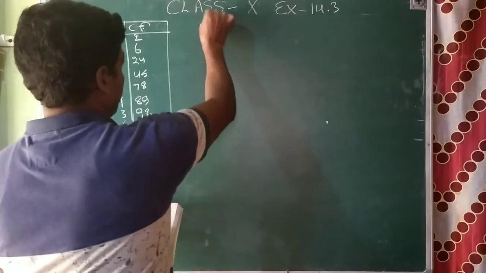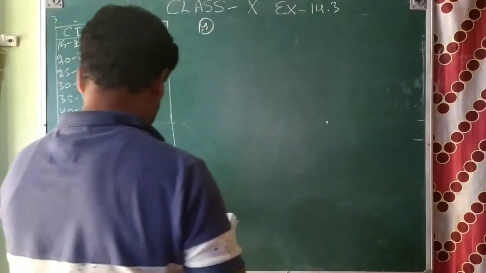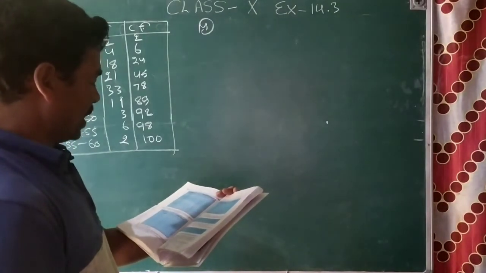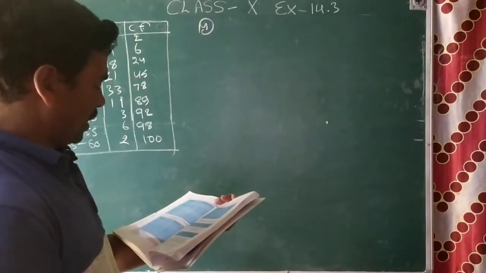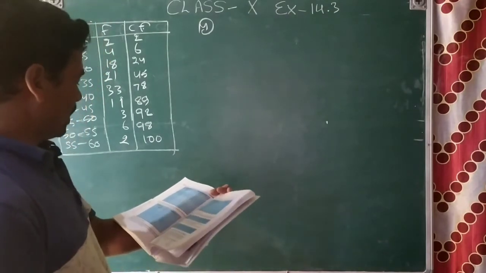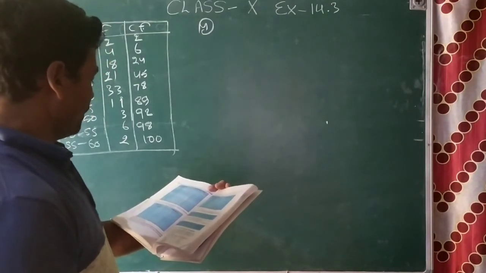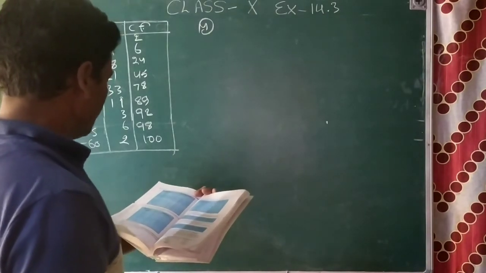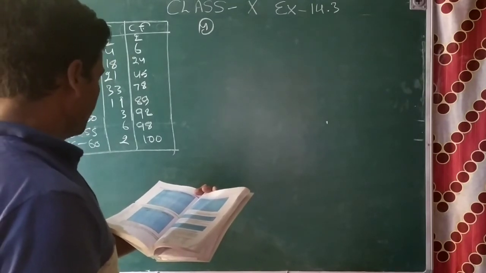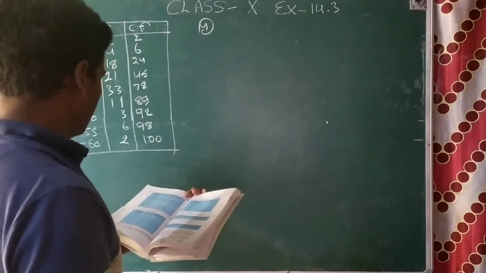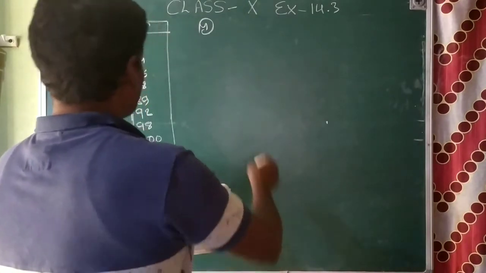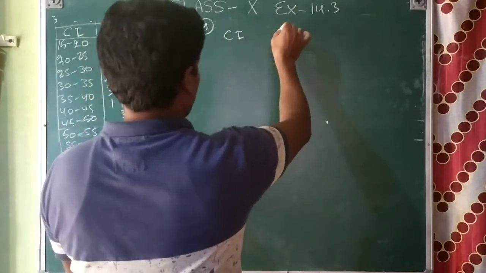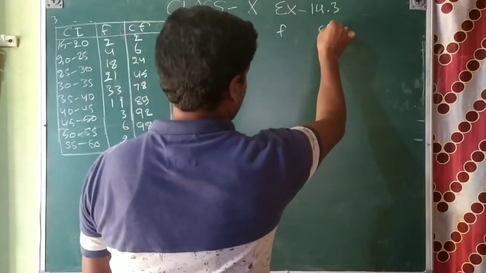Now the question number 4. The lengths of 40 leaves of a plant are measured correct to the nearest millimeter, and the data obtained is represented in the following table. So here you are looking, CI is not given, so we will find the CI, and then F is given and CF we will find.